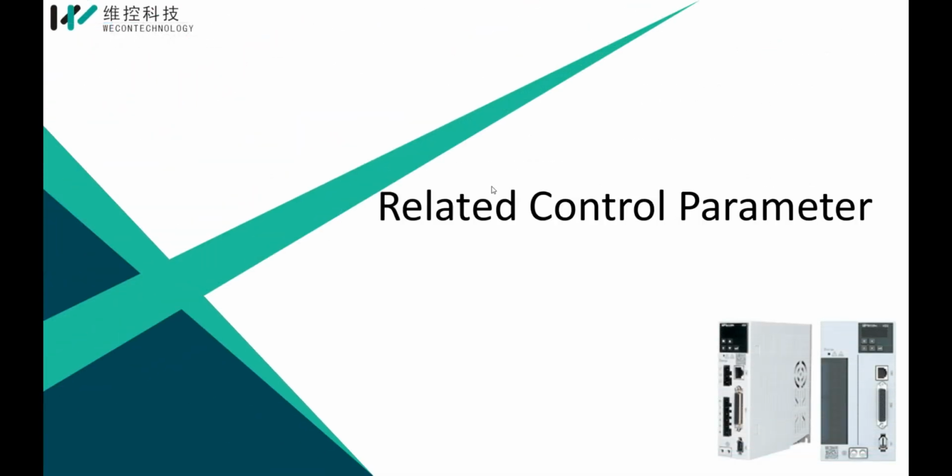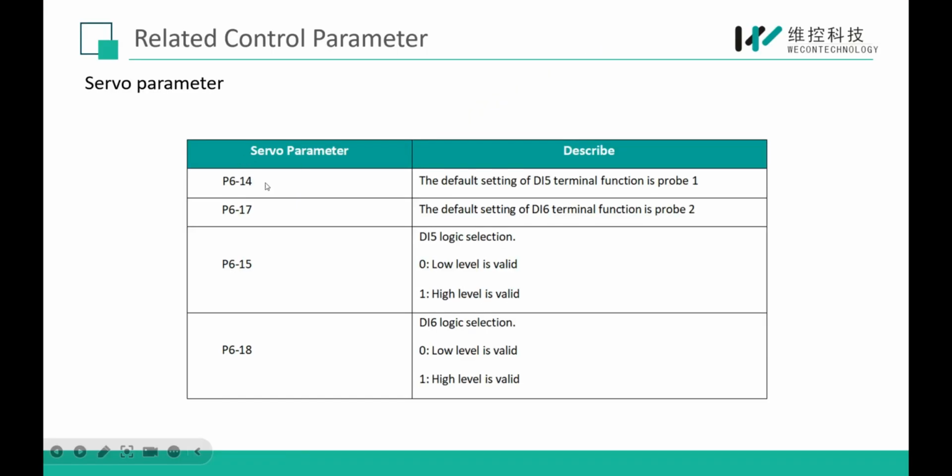Some related control parameters. For the servo driver, you just need to set these parameters, P6-14 and P6-17. These two DI function codes are default as probe 1 and probe 2. And also these two parameters are the DI logical selection.